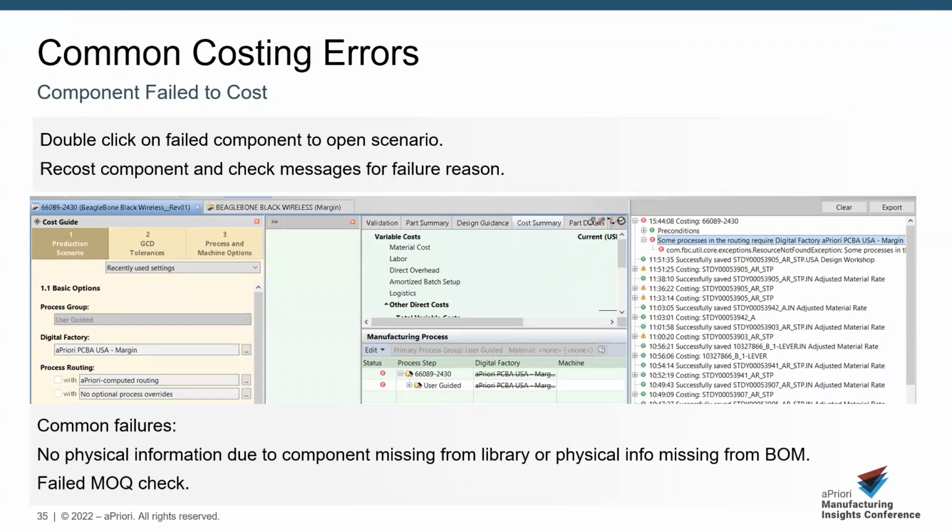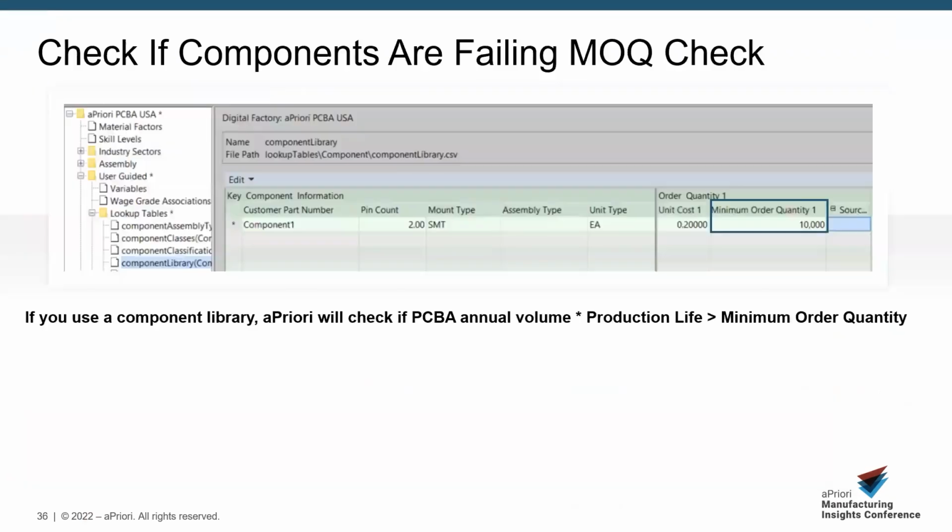So this is just a summary of what I mentioned with some of the common failure modes. Like I mentioned, it could be not having a pin count or a mount type because it's missing from the component library, or you told aPriori to get the physical information from the bill of material, but you forgot to fill it in the bill of material for this part. Or it could have failed an MOQ check, and I want to go more into that one next.